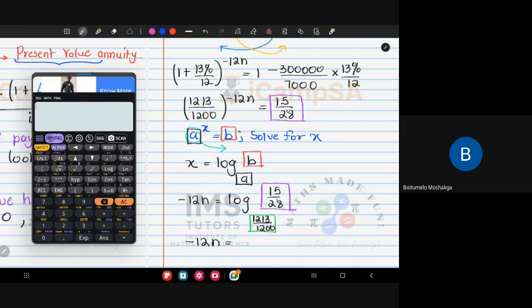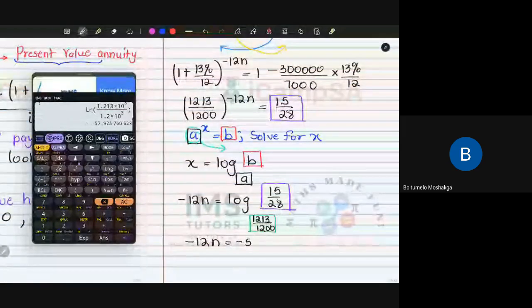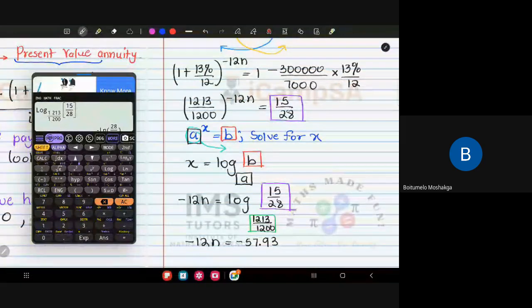See, on your calculator, there's a log that looks like mine, like this. That is what you should use, guys. Then you put in a fraction, 1213, then divided by 1200. The other side, what we have is another fraction, which is 15 over 28. So the answer which we're getting is negative 56. Nope, negative 57.93, essentially. Are you guys getting the same answer? Those who have their calculators.